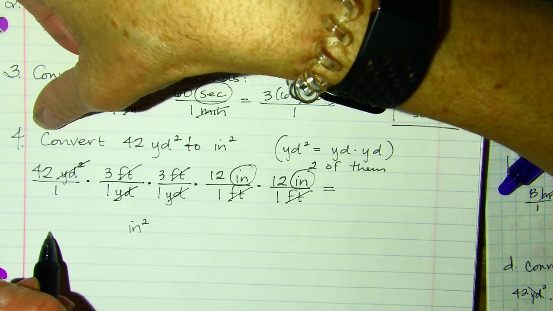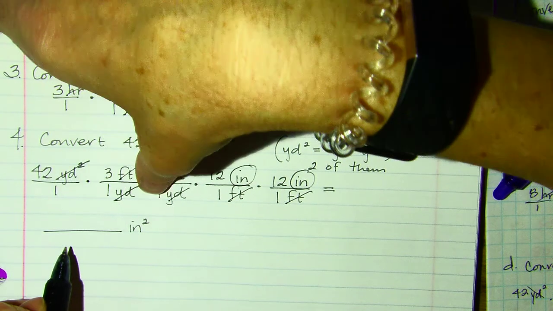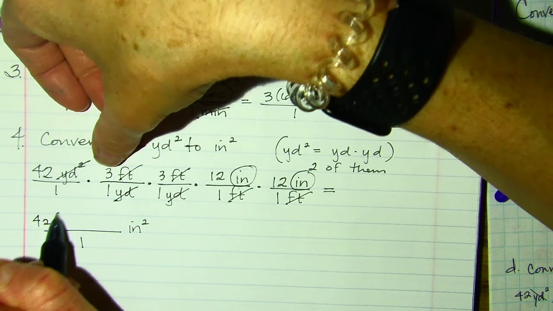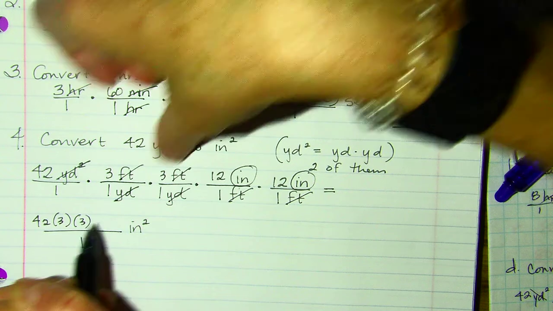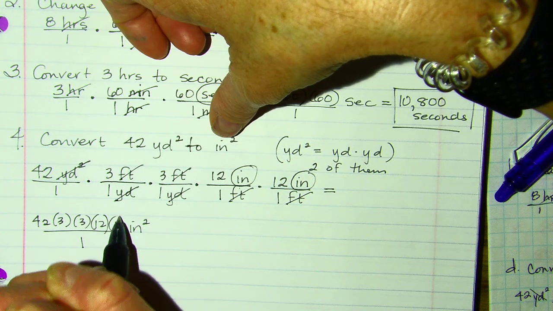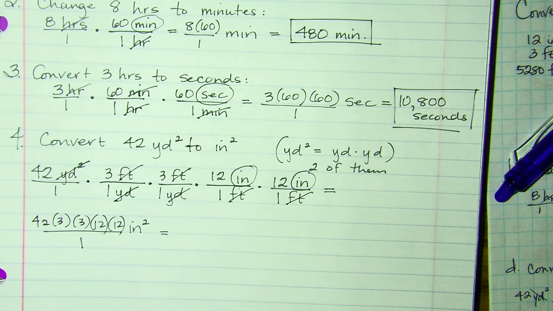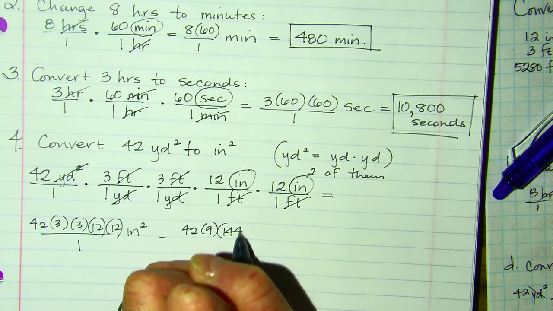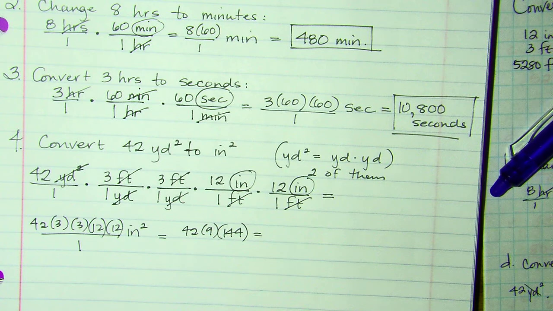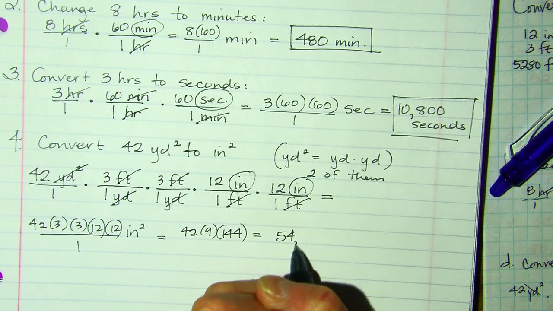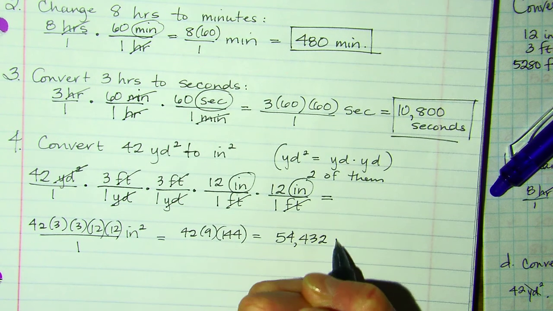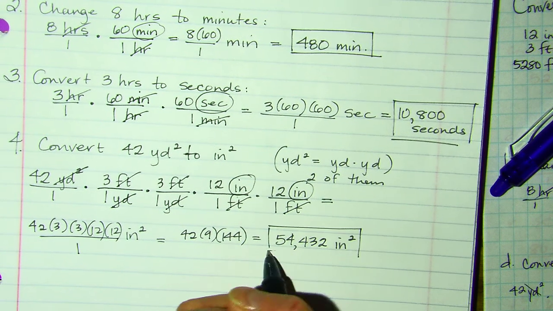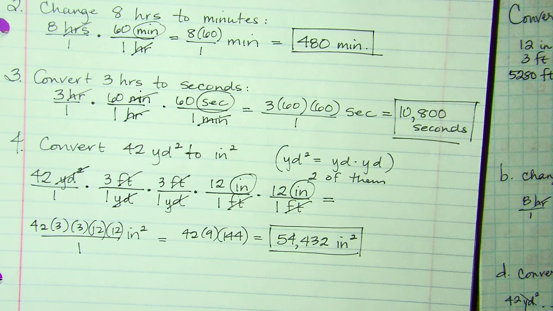Now on the bottom, notice I only have 1 times 1 times 1 times 1 times 1. But on the top, I have 42 times 3 times 3 times 12 times 12. So using a calculator, I did 42 times 9 times 144. And I got 54,432 inches squared because inches times inches is inches squared. Next one.